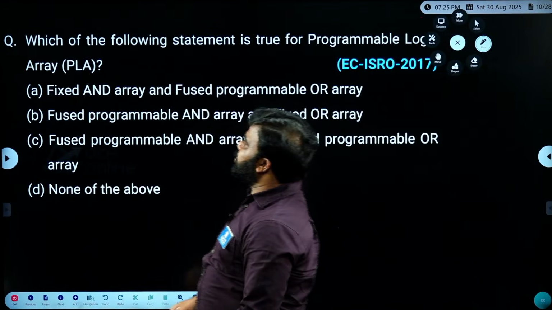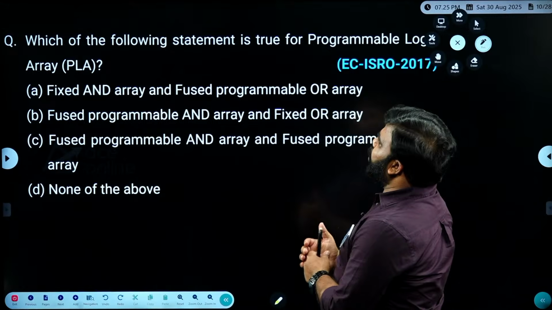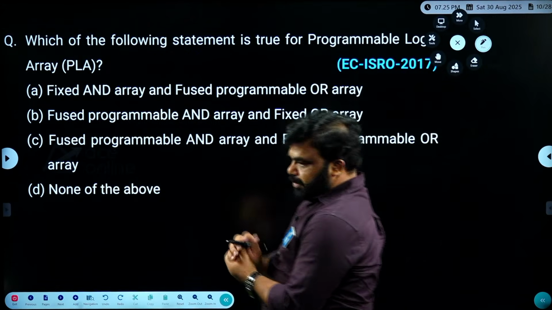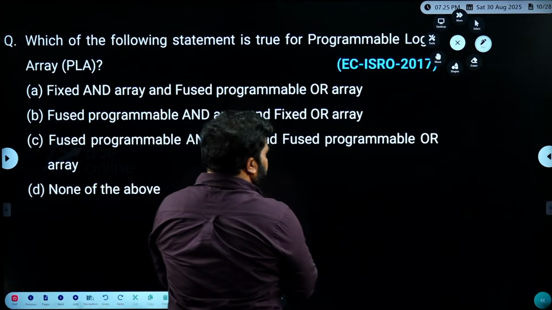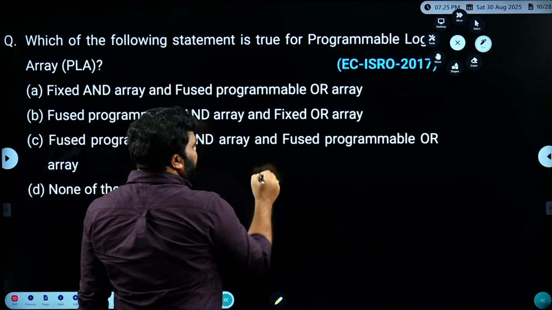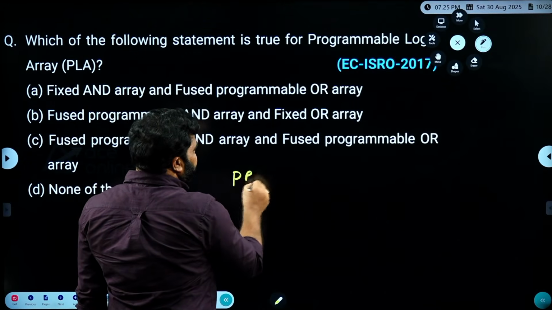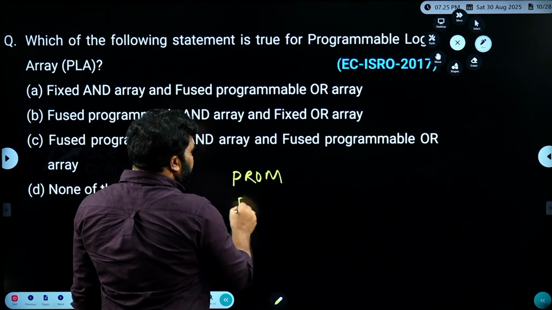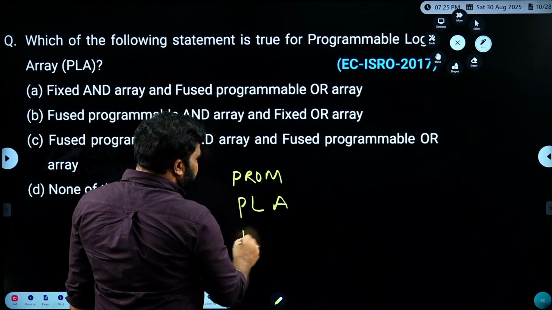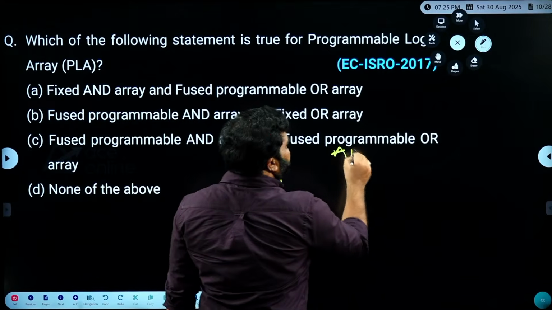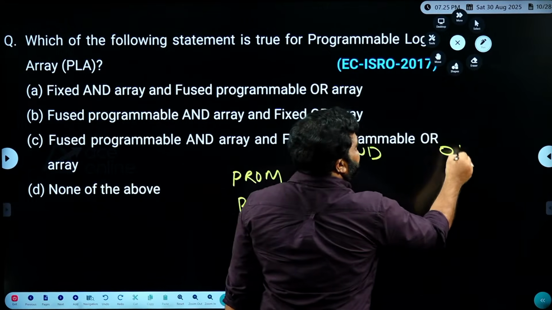Let us see next question. Which of the following statements is true for programmable logic array? When we have a ROM implementation, we can have PROM, PLA and PAL. So here we can say AND, OR, right.